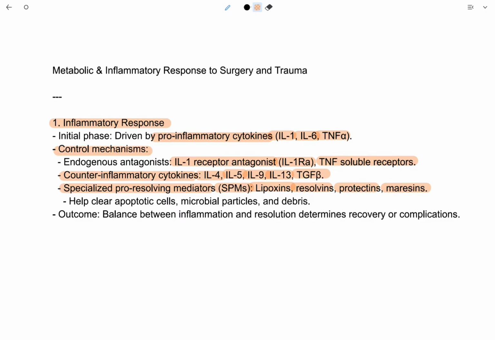Protectins are present in the brain. The main function of protectin is to protect the brain and nerves. Maresins are also anti-inflammatory. They help clear apoptotic cells, microbial particles and debris. The outcome is the balance between inflammation and resolution. That determines recovery or complications. So this was the inflammatory response.